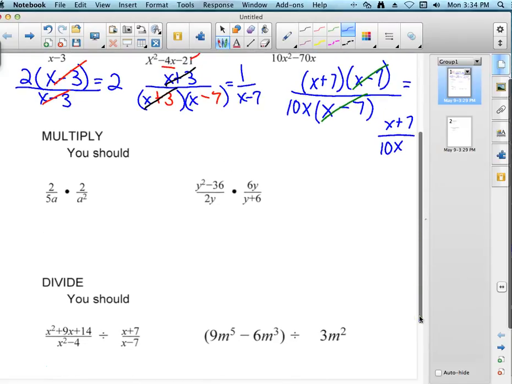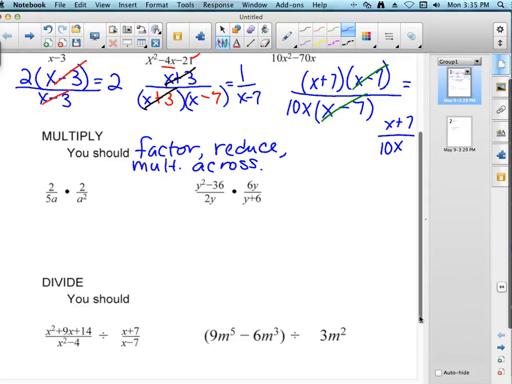The next part is we are multiplying. So our steps, you should factor, you should reduce, and then multiply across whatever's left over. Now the first example has no plus minus signs in between any terms. You simply have a monomial expression in each of those pieces. You have a 2, a 5a, an a squared, another 2. They don't need to be factored at all. So we're going to go right to the reducing part.